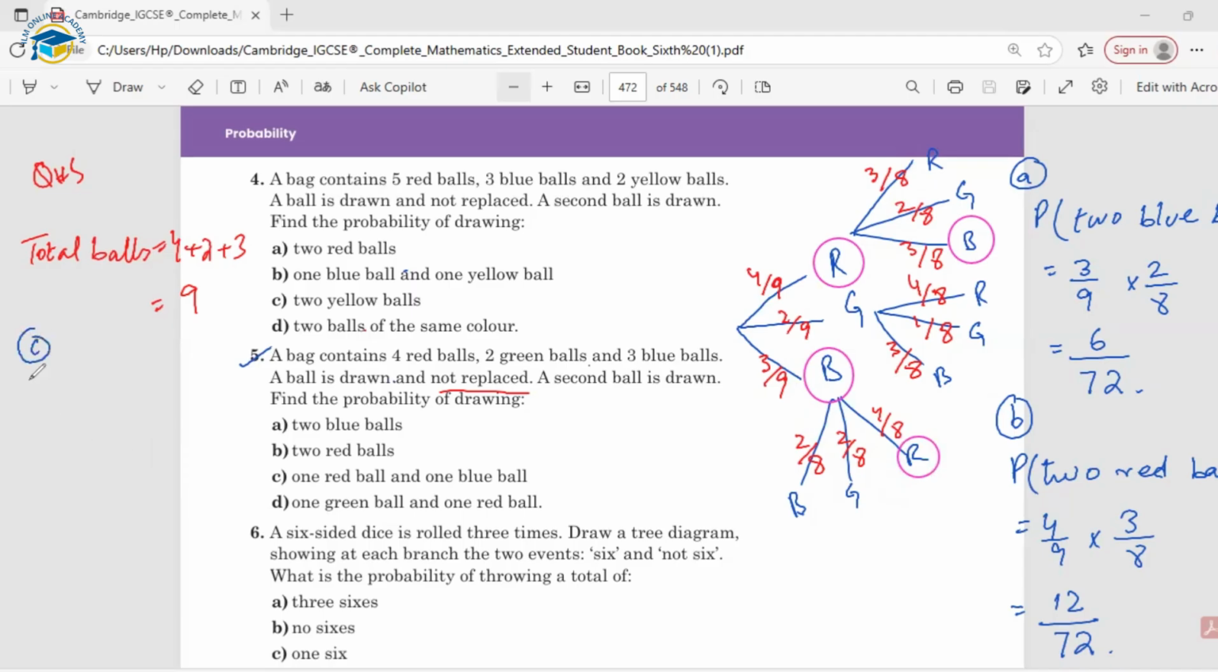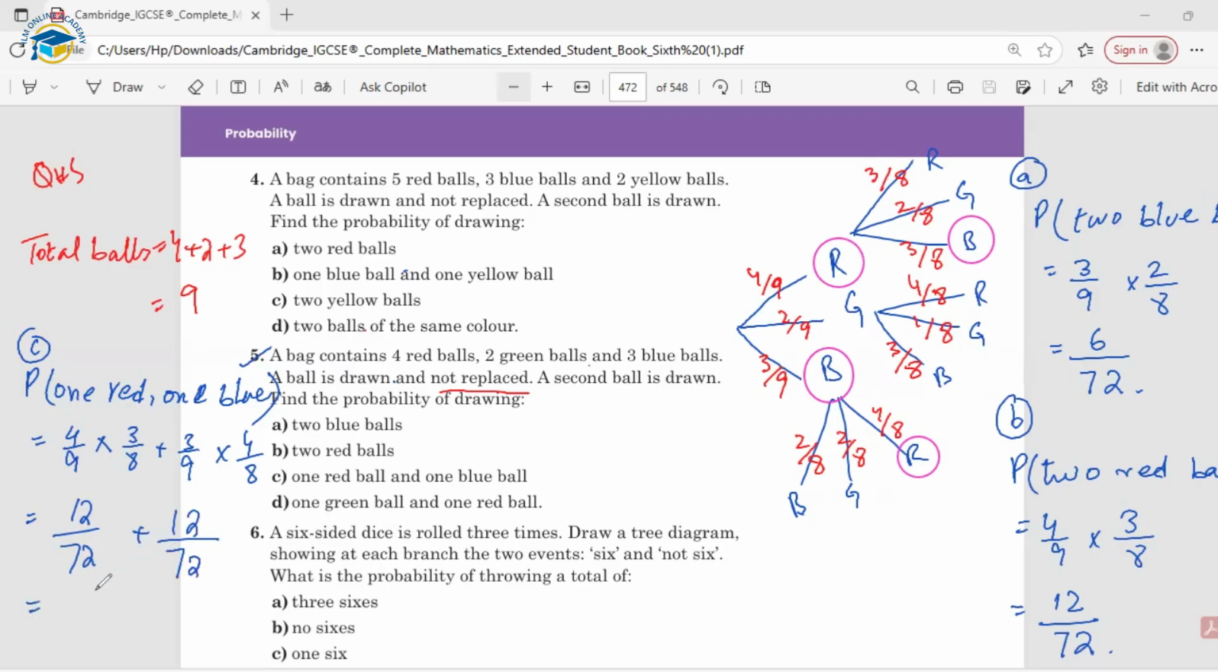C part. Probability of 1 red, 1 blue ball, okay? 1 red ball probability is 4 by 9 and the blue one is 3 by 8, plus 3 by 9 times 4 by 8. So 12 over 72 and this will be also 12 over 72. 12 and 12, if we add them together, this will be 24 over 72. After that, if you want to simplify, then you can go on with simplification. Otherwise, you can leave it right here. This is your part number C.